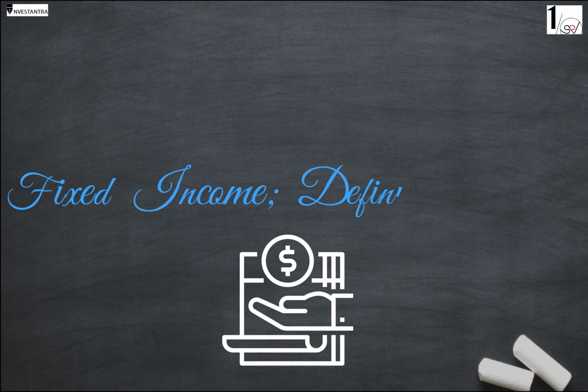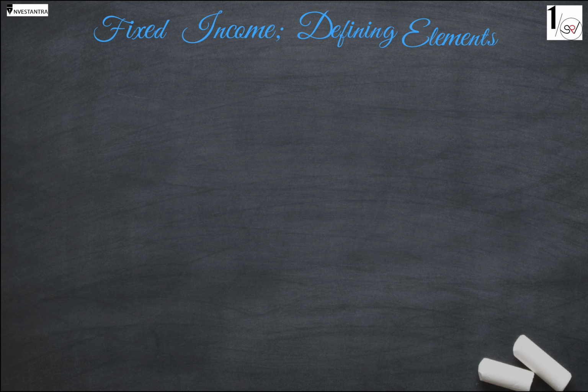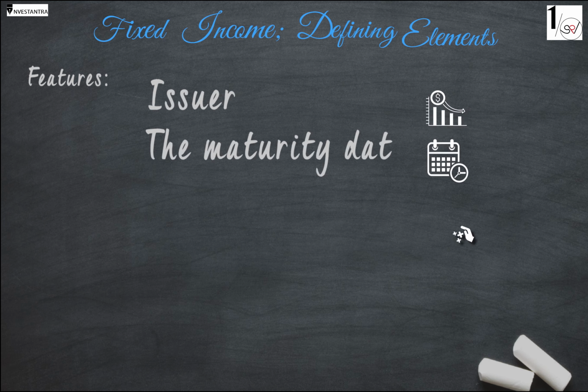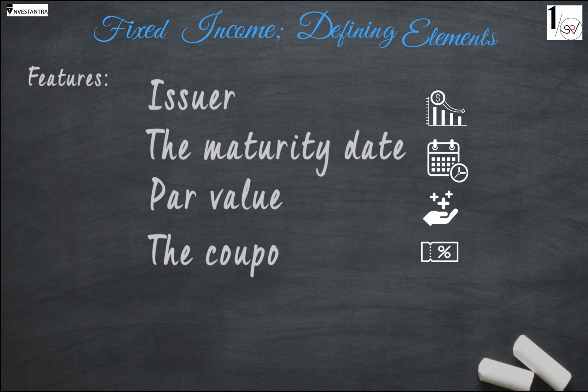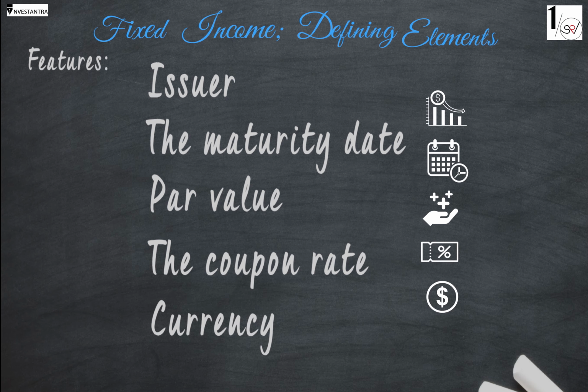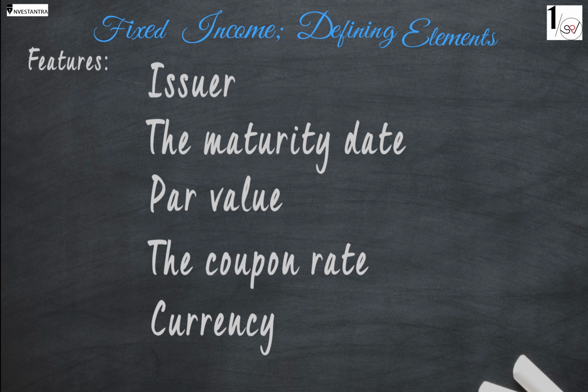So we'll start off with fixed income, and the most important bit in fixed income is to know the different features that are a part of fixed income, right? Issuer, maturity date, the par value, the coupon rate, and then you have the currency, right? That is the denomination in which the coupon will be paid and the principal will be paid.